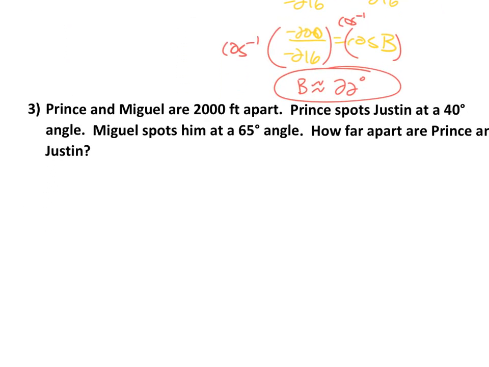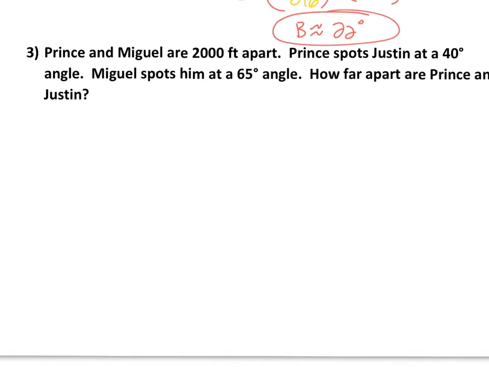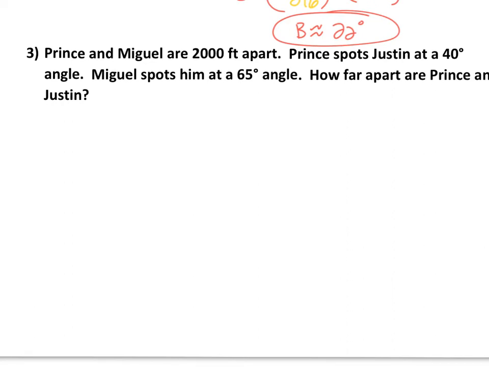All right, next one, we're going to have a diagram to draw for this. Prince and Miguel are 2,000 feet apart. So I'm going to draw them. I'm going to label them as P and M.